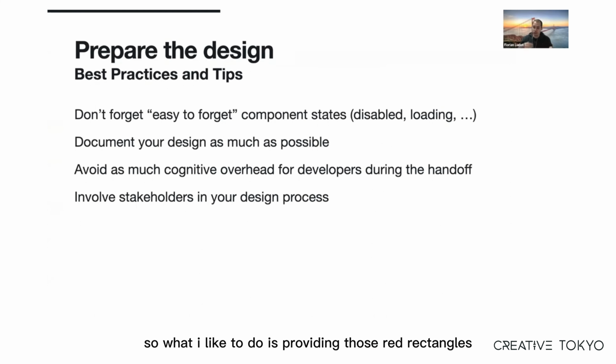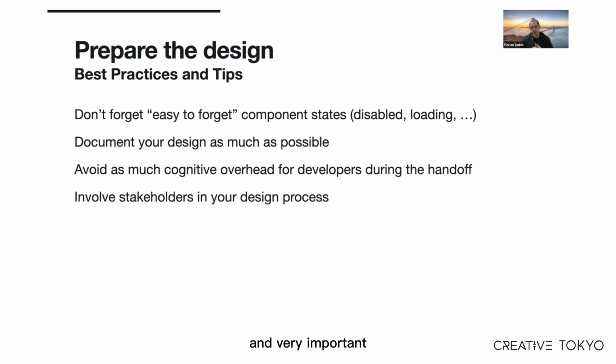So what I like to do is providing those red rectangles as guide with the pixel. Don't forget that Figma is a designer tool, so your developers might not be as familiar with the tool as you are. So try to leave them a lot of guidance. It will also avoid as much cognitive overhead for developers during the handoff, during the situation when you will give the design to your developers.